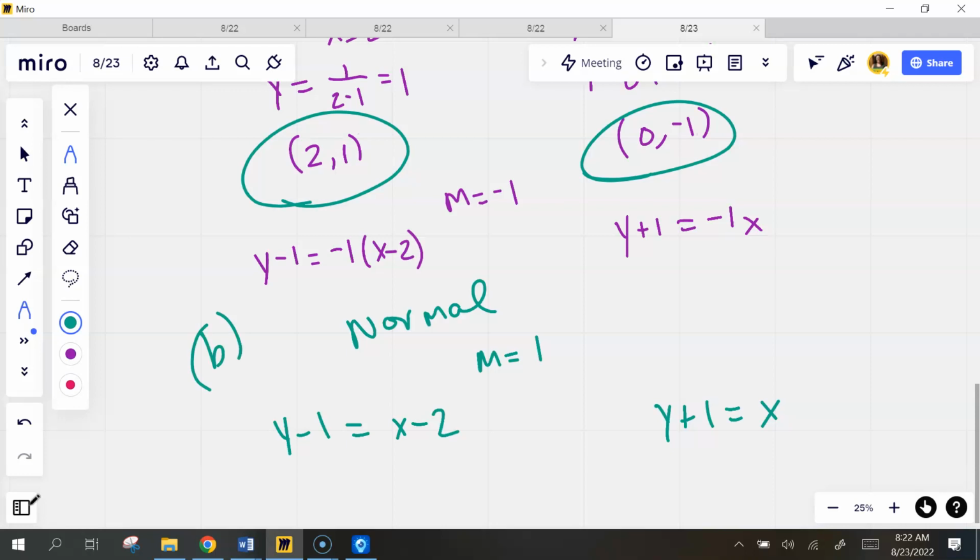So part B says find an equation for each normal line that has a slope of 1. Well, if the normal line has a slope of 1, that means the tangent has the negative reciprocal of that. So you're really finding the same points. Essentially what you're doing, just different slope.